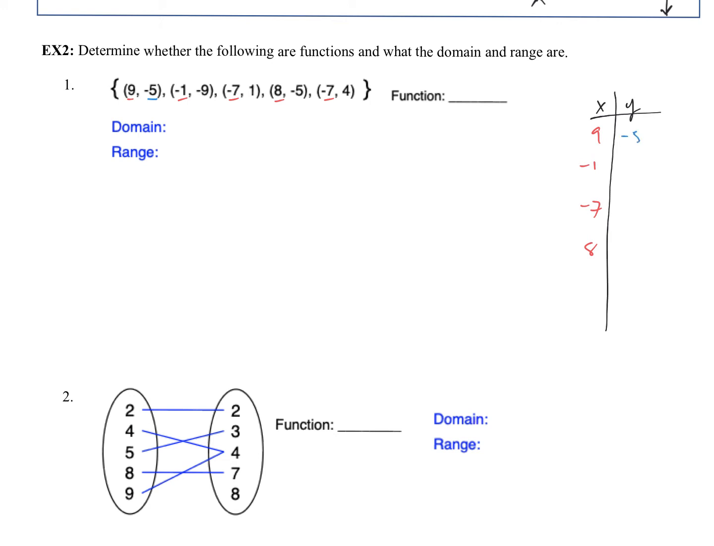So 9 has -5, -1 has -9, 7 has 1, 8 has -5, 7 also apparently has a 4. So this is not a function. But we can still write down the domain and range. So the domain is all the x values, so that's going to be, we'll put it in some notation here, 9, -1, -7, 8, and we already wrote -7, so we'll leave it like that. All of the x values. Now the range is all of the y's. So -5, -9, 1, -5, and 4. And there we're done. Y values.